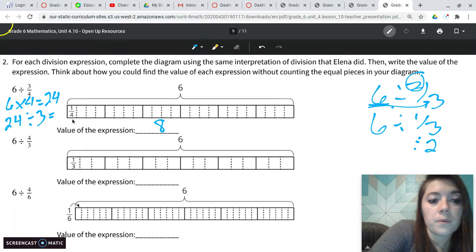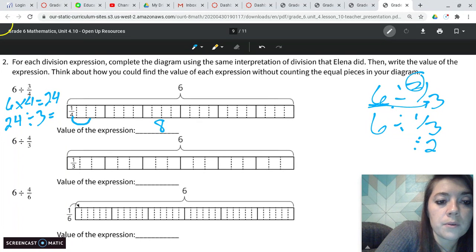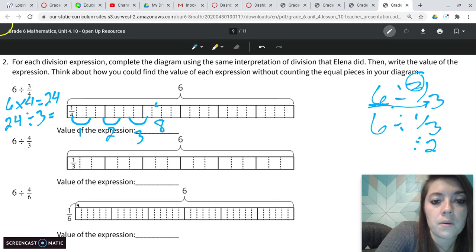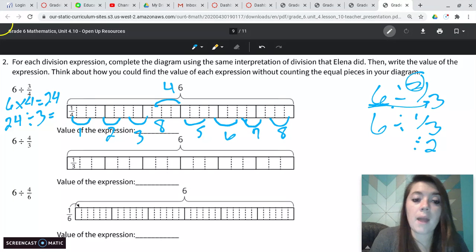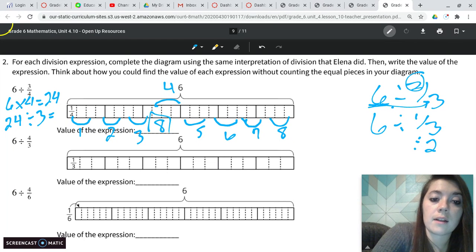So we're going to have 1, 2, 3. There's one group. There's 2. There's 3. There's 4. There's 5. There's 6. There's 7. And there's 8. So we were right with our answer of 8 there.